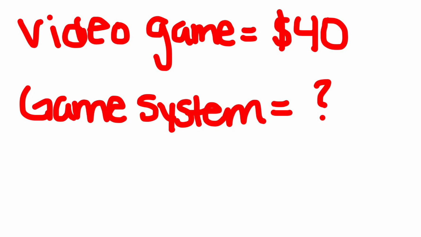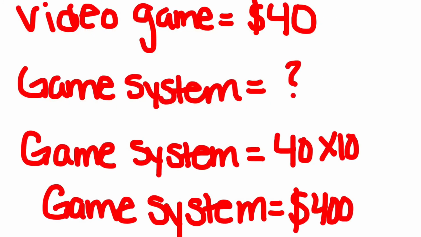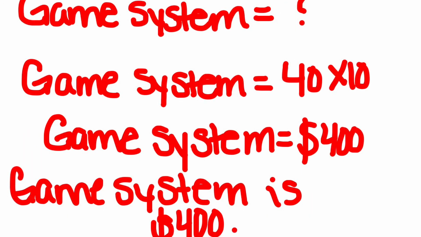Now let's take a look at the answer to number 2. So in this problem, we know that the video game costs $40, which is 10 times fewer than the game system. Since it says that it's 10 times fewer, that tells me that I'm going to need to multiply 40 times something because the game system needs to cost more money than the game. So since it's 10 times fewer, I multiply 40 times 10, and I now find that the game system is $400.